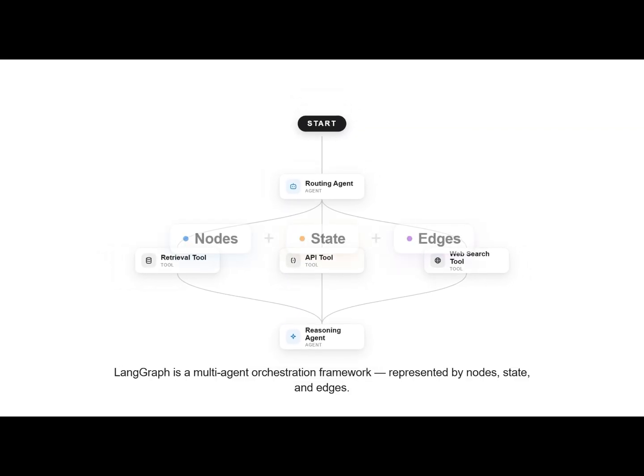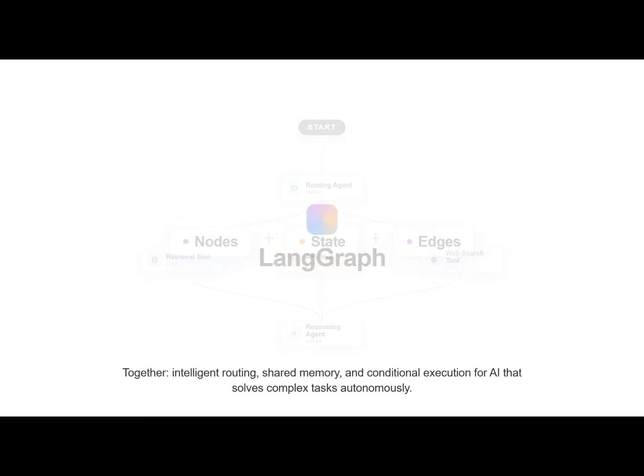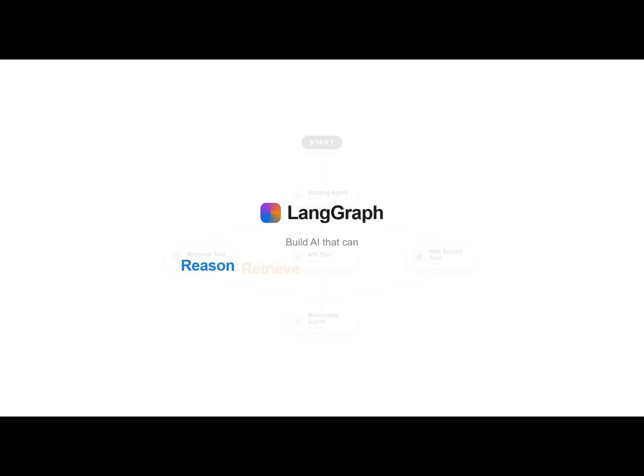That's LangGraph in a nutshell. Nodes perform actions, state stores and shares memory across nodes, and edges control the flow. Together, these three concepts enable AI that can reason, retrieve, route, remember, and act.